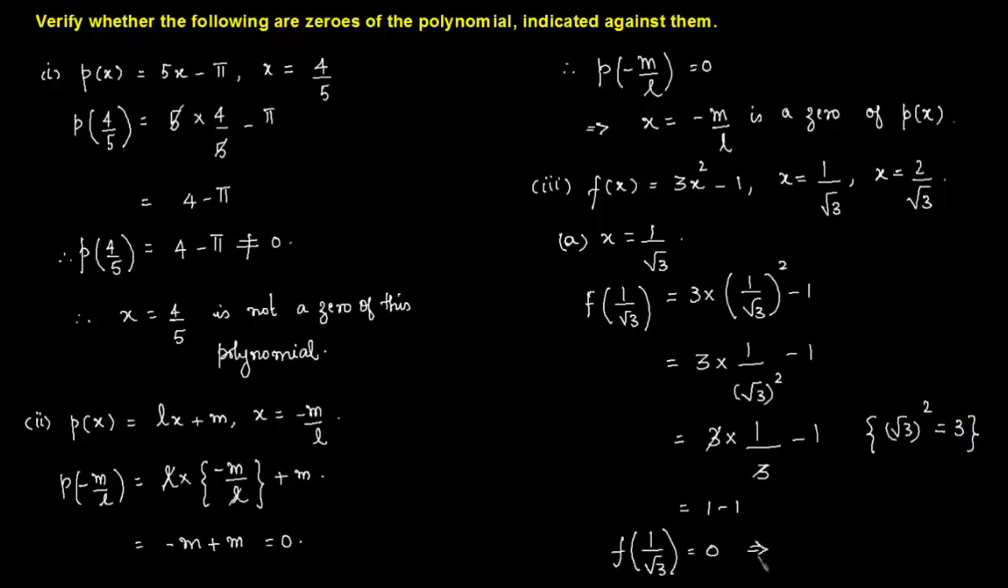And what does this imply? This implies that x is equal to 1 by root 3 is a 0 of the polynomial. It's a 0 of f of x. Now let us find out the value of f of 2 by root 3 and check if that's going to be a 0 of f of x.